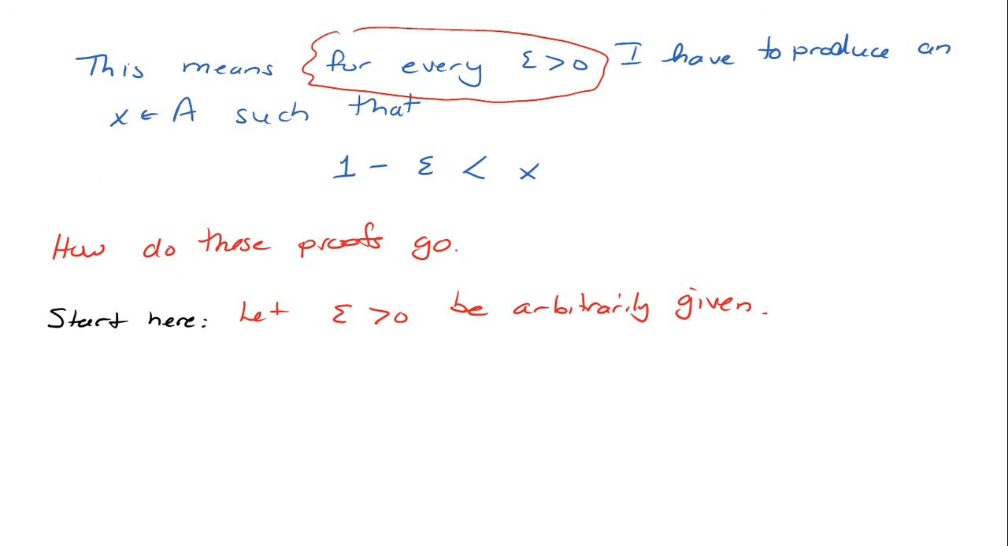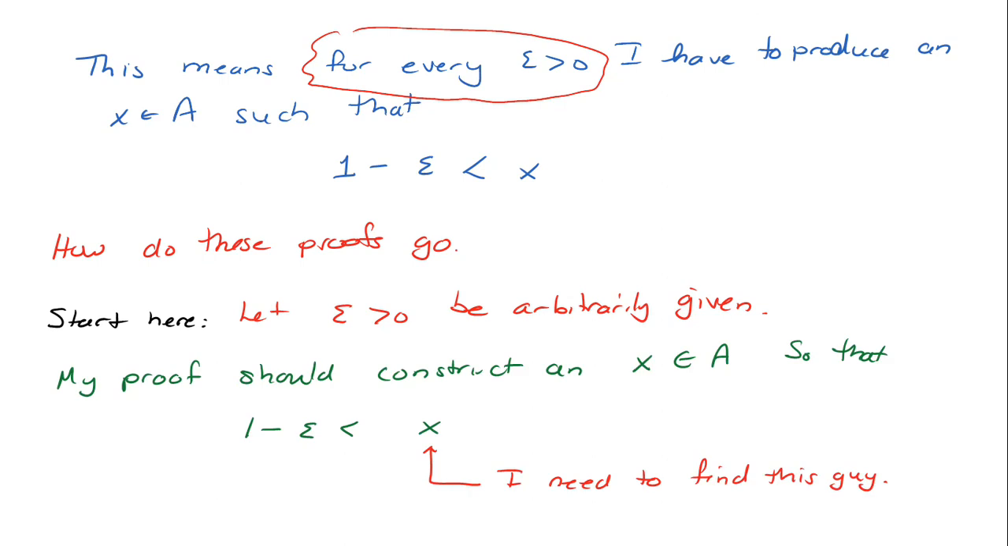So I say, let epsilon greater than 0 be arbitrarily given. They just gave me one. My proof should construct an x so that x is bigger than 1 minus epsilon. I need to find that guy. Anytime you have a there exists proof, you have to somehow show that it exists. Some proofs are slick and they don't actually come up with that x, but for baby real analysis, a lot of times you have to have a candidate for what that x is.